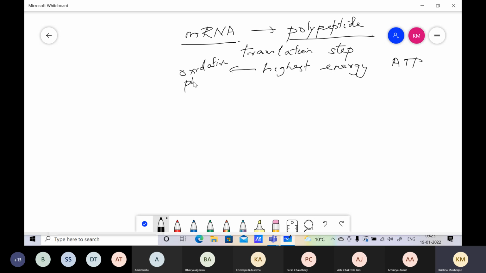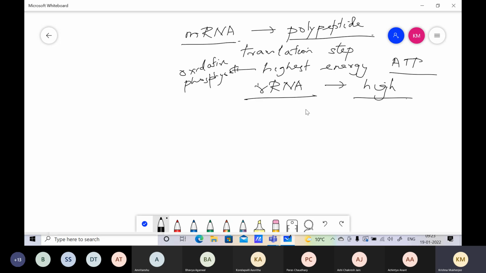Oxidative phosphorylation has to take place because that is what will generate my ATP. So the ATP machinery has to be highest. The ribosomal RNA machinery itself has to be high. The synthesis of ribosomal RNA, the content of ribosomal RNA, has to be high.